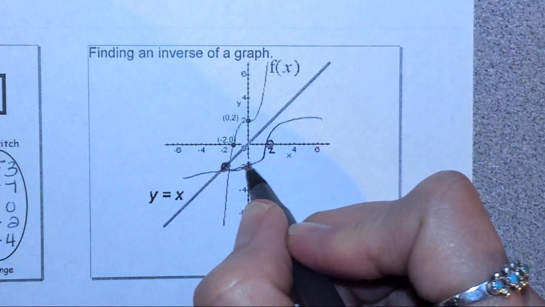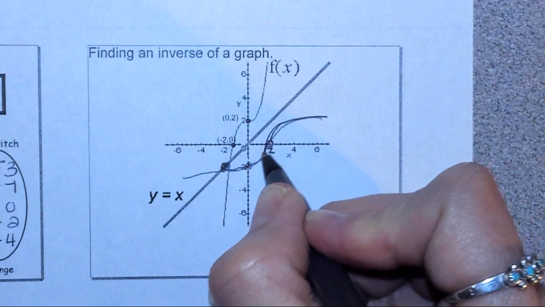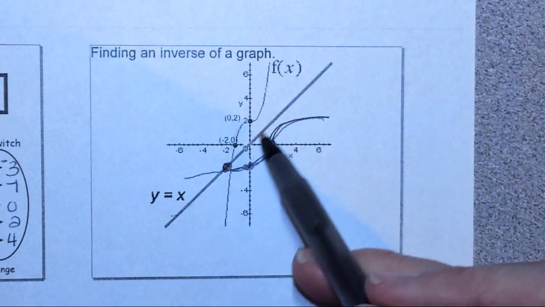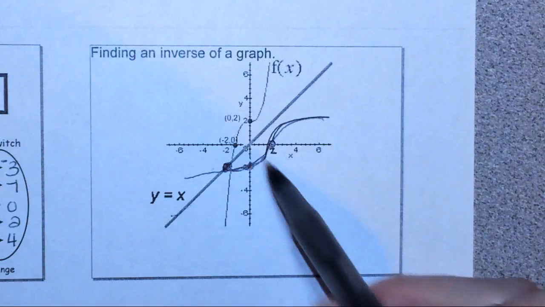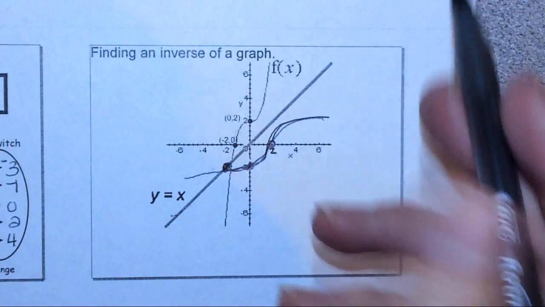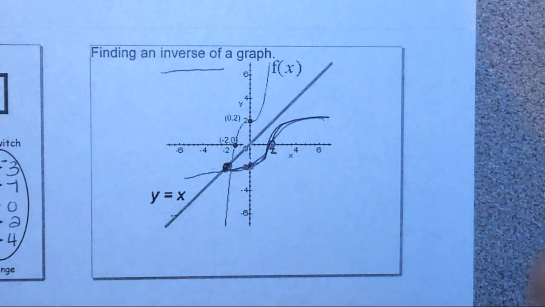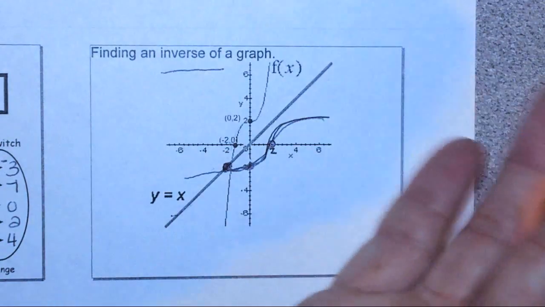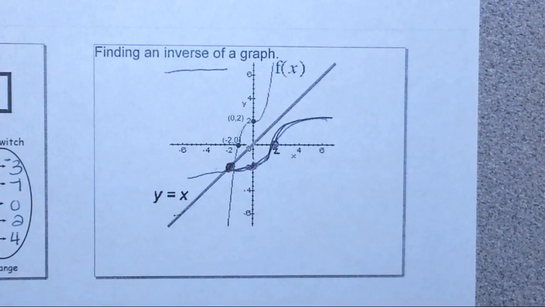Okay, I didn't do the best job. I did a pretty good job there. So you'll notice if I were to fold this over the line y equals x, they should line up on top of each other. So when they ask you to graph an inverse, you're going to flip the x and y, and it should be a mirror image over the line y equals x.